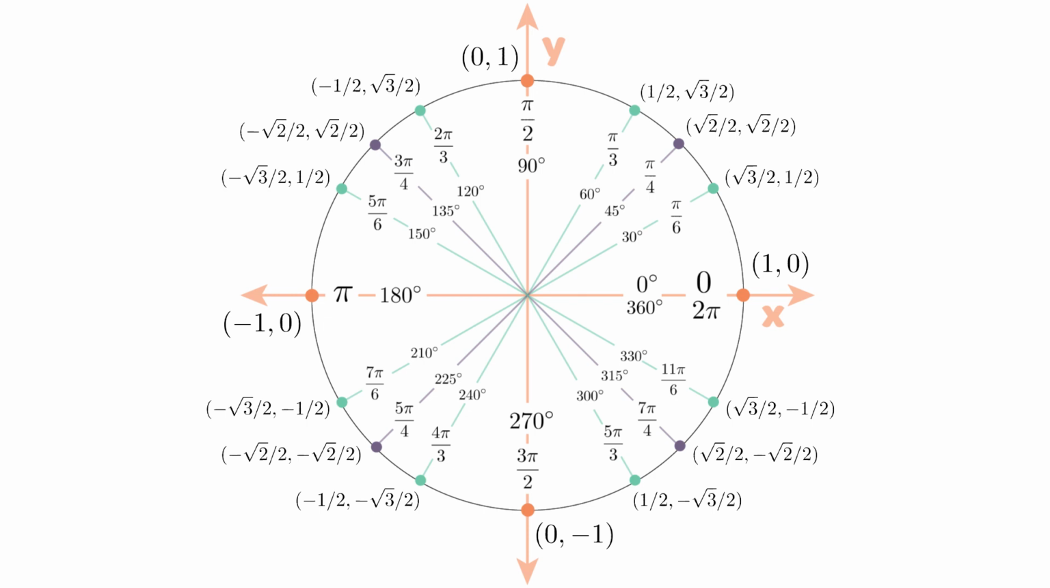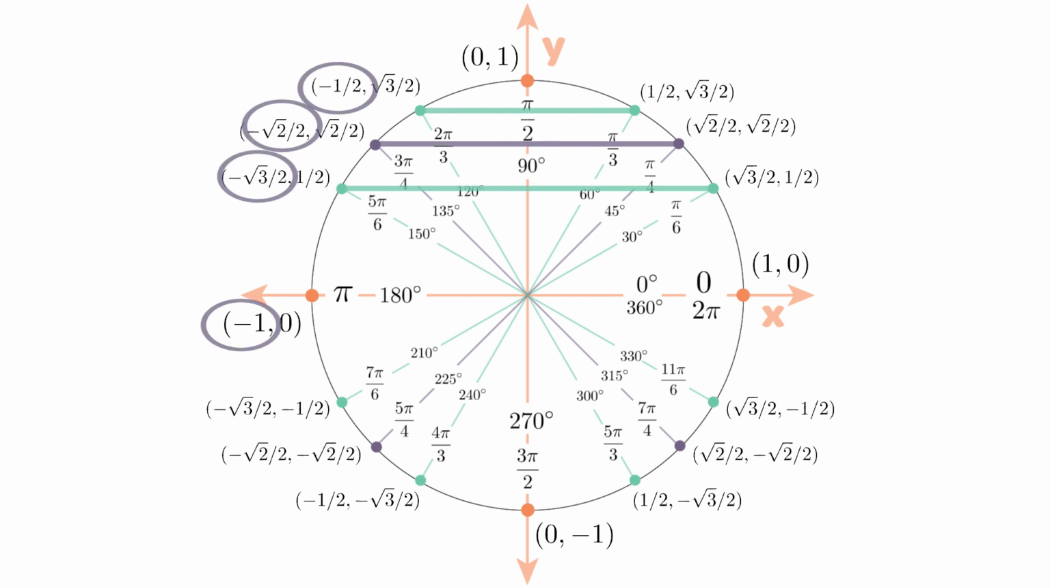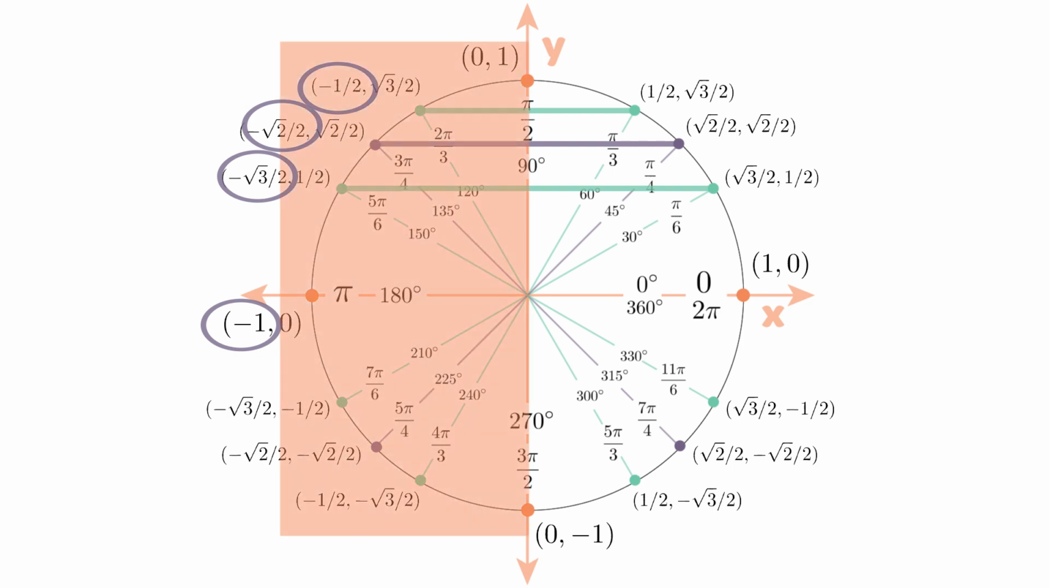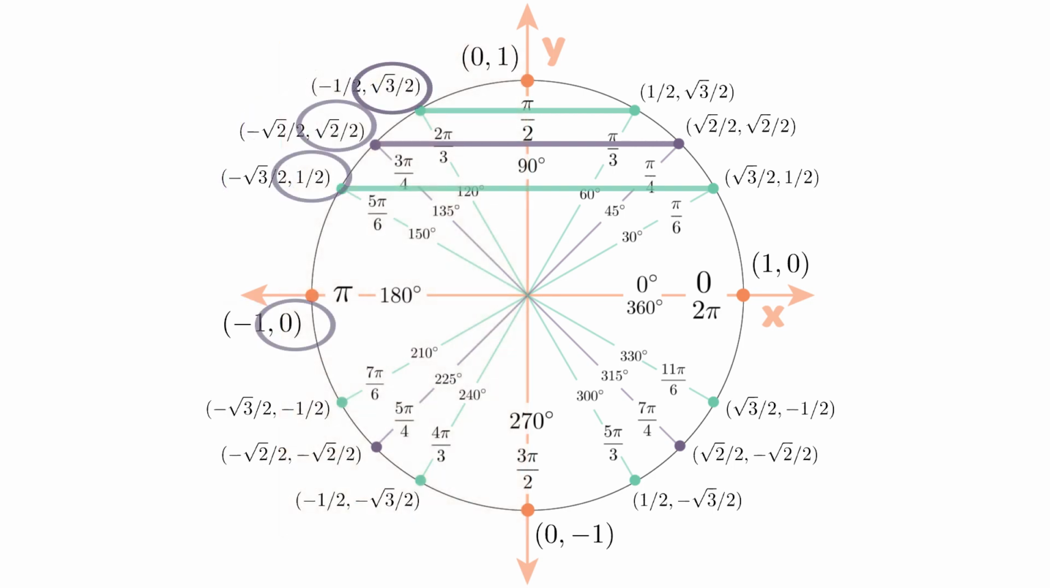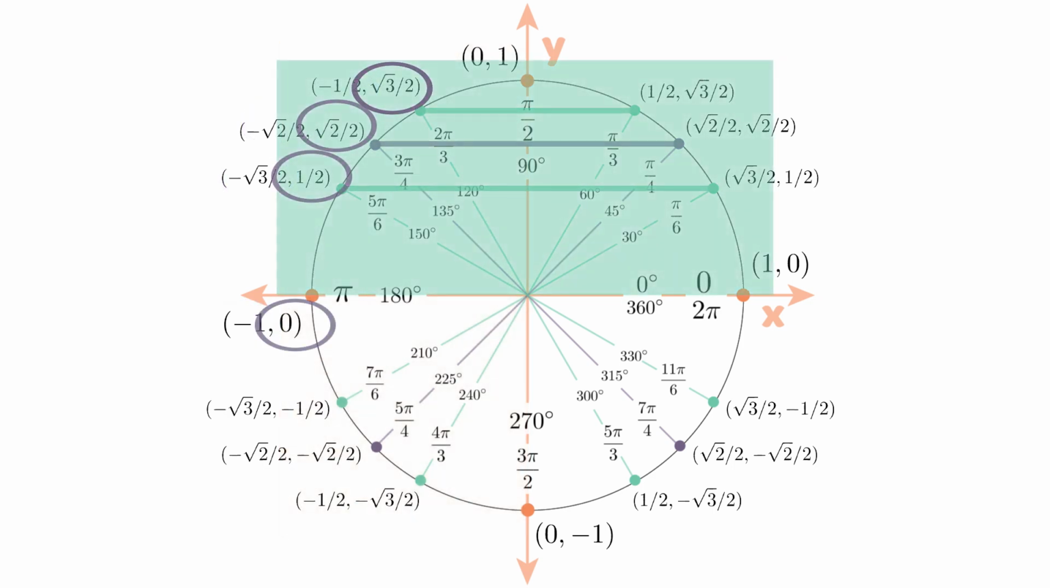To fill out the rest of the circle, we take the coordinates in the first quadrant and reflect them across the y-axis to the second quadrant. Now, the x-coordinates are all negative because they are moved to the negative side of the x-axis, and the y-coordinates stay positive because they're on the positive side of the y-axis.